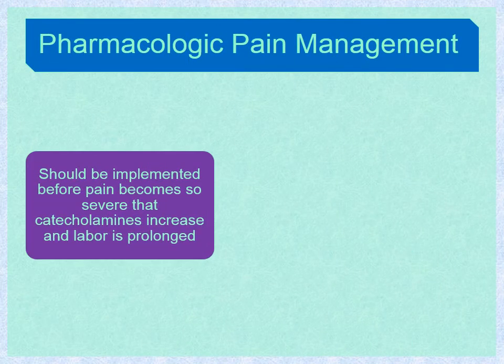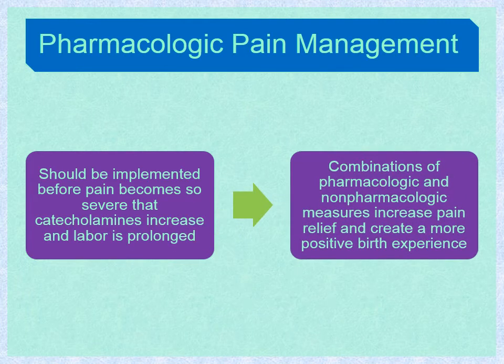Pharmacologic pain management should be implemented before pain becomes so severe that catecholamines increase and the labor is prolonged. With some women who have a birth plan to do this naturally, this could be a problem. It is important that the nurse is able to explain the physiologic reasons that this might not be the best thing to do and to go without pain medication. Combinations of pharmacologic and non-pharmacologic measures increase pain relief and create a more positive birth experience.